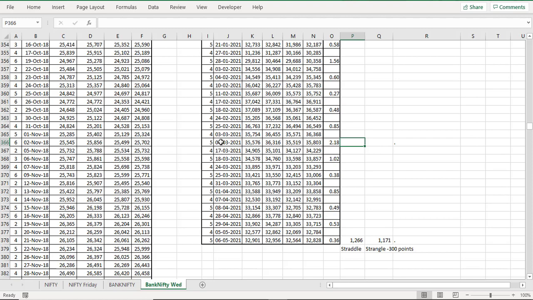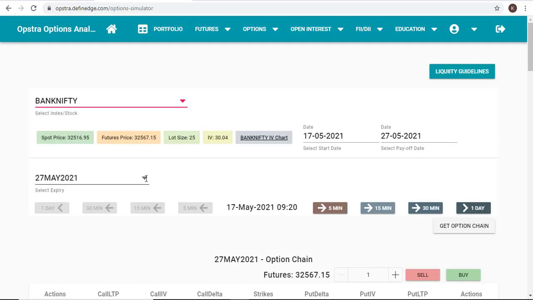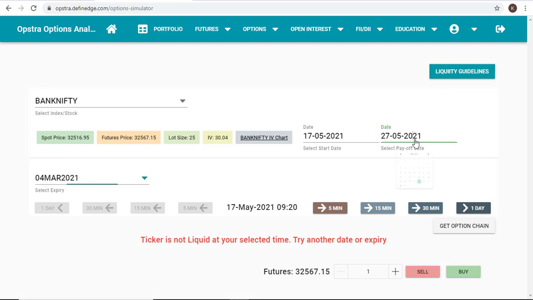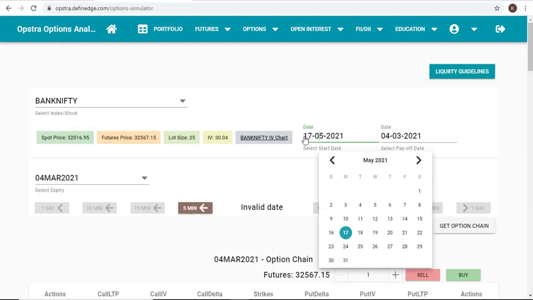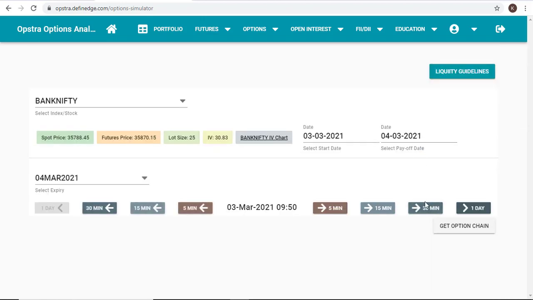So what we will do, we will test it for 3rd March and 4th March. So we want to test Bank Nifty, 4th March and 3rd March. So as we saw, we will enter at 3:25.